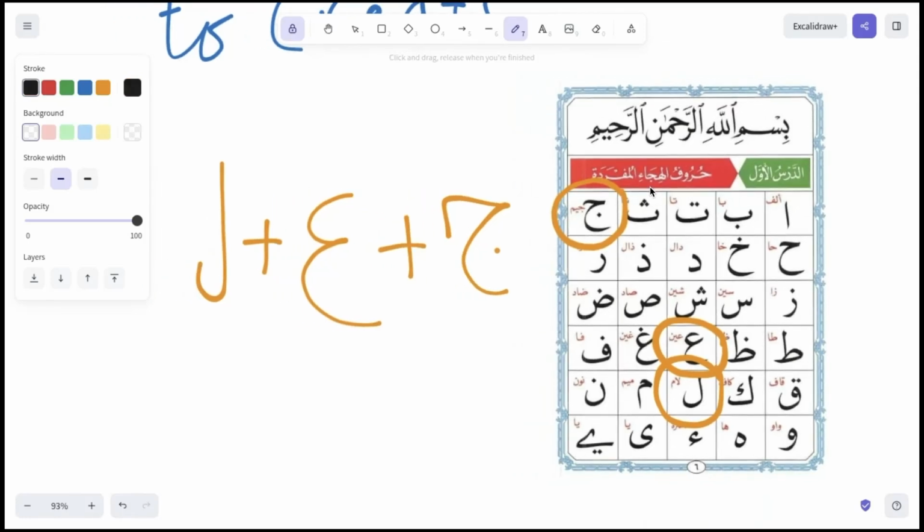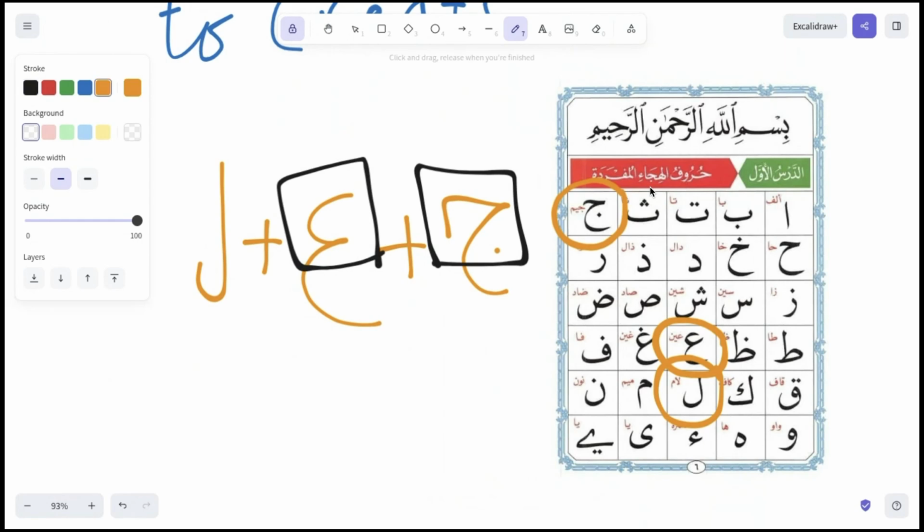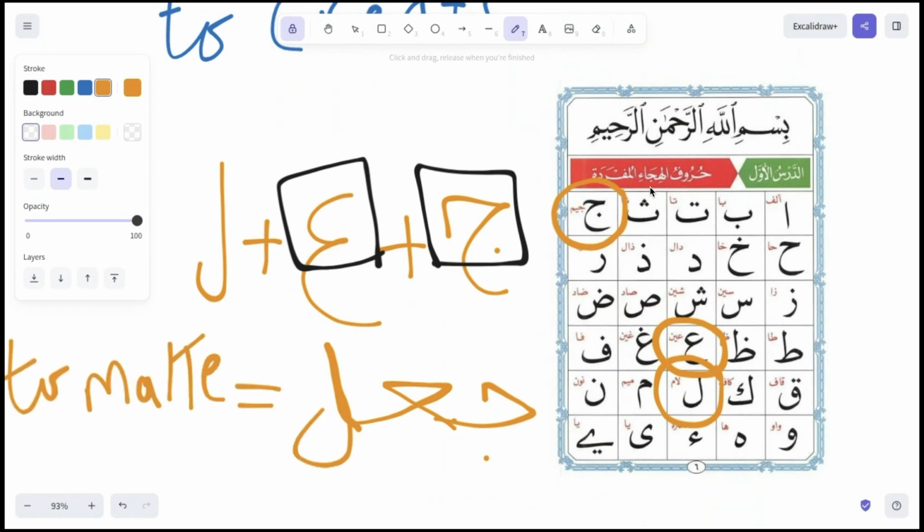The piece at the top, that is what stays. So this is what will stay. The ain, this is what will stay. And the lam, because it is at the end, it will just take the form like this. So we have this piece, this is what will stay. Ja. The ain, this is what will stay. But because it is in the middle, we write it down like this. Ja, a, and then here, lam. Ja'ala. To make.